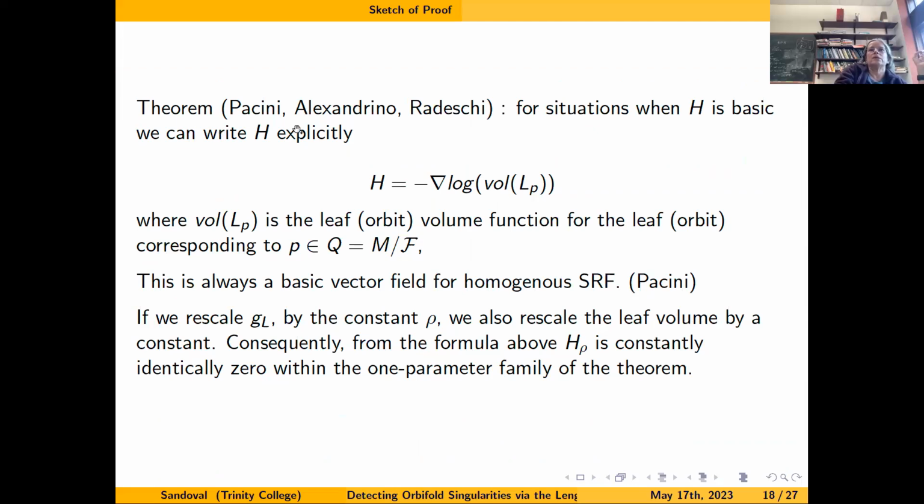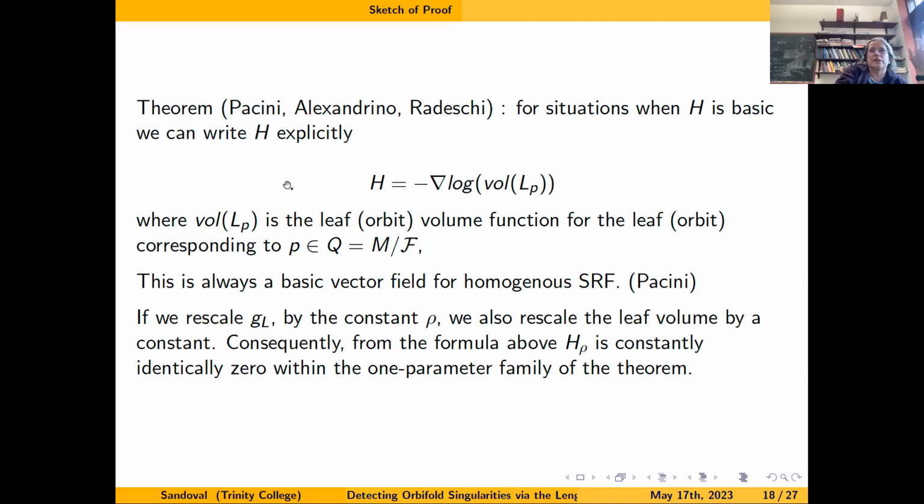Here's another result, and there are different versions of it. But whenever the mean curvature vector field H is basic, it actually works out to be the negative of the gradient of the log of the leaf volume. So L sub p here is the leaves. And remember, in this case, our leaves are just the orbits of the O(n) action. Okay.